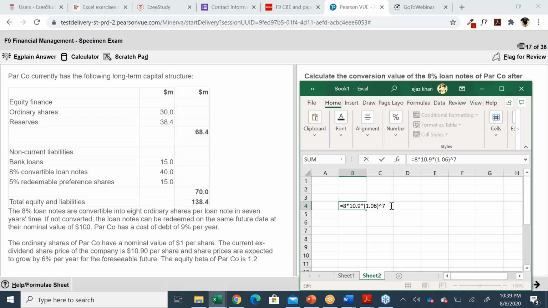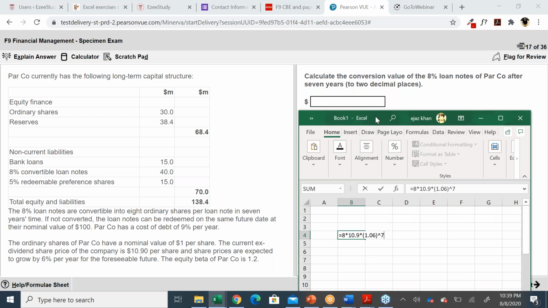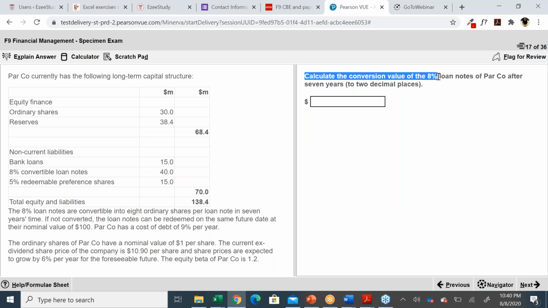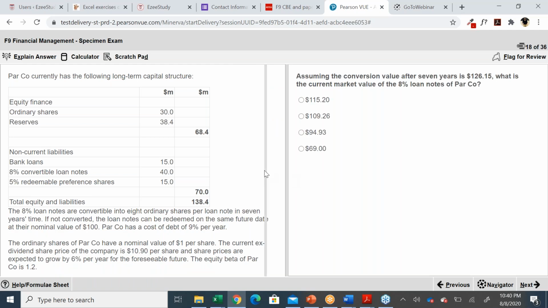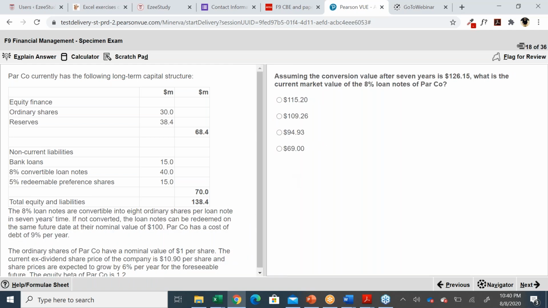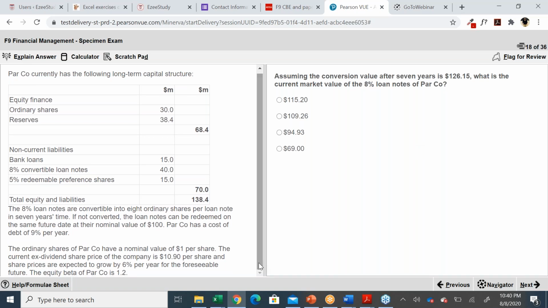Why PV? We are not calculating market value. They have just asked us to calculate the conversion value. Look at the requirement. Calculate the conversion value, not the market value. Okay, solve this question. It says that assume that the conversion value after 7 years is 126.15. Now calculate the market value. So just calculate the market value.